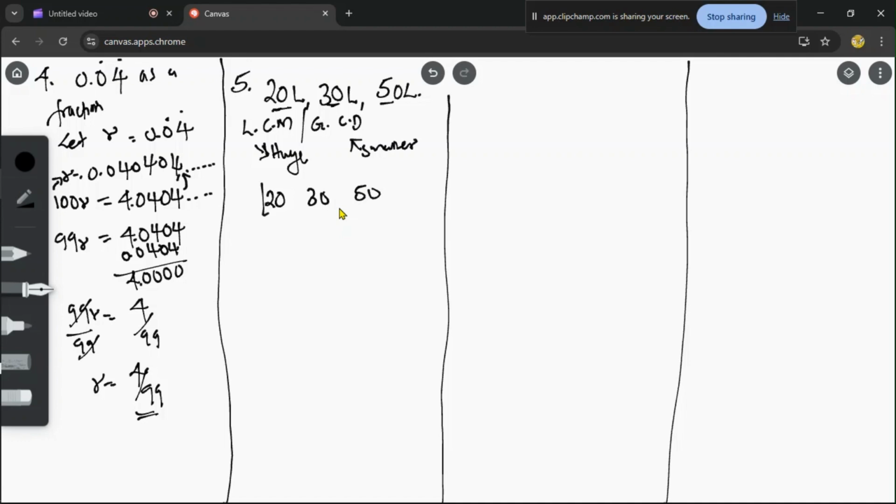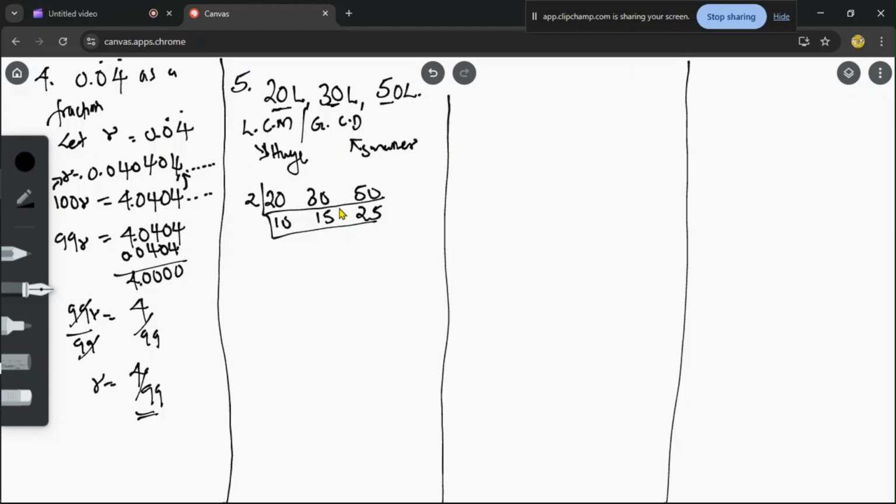Then I ask myself, what is the least number that can divide all of them without a remainder? 2 can go into 20, into 30, into 50. So 20 divided by 2 is 10, 30 divided by 2 is 15, and 50 divided by 2 is 25. I ask myself, can 2 divide all of this? No, this one is not divisible by 2. Let me go to 3.